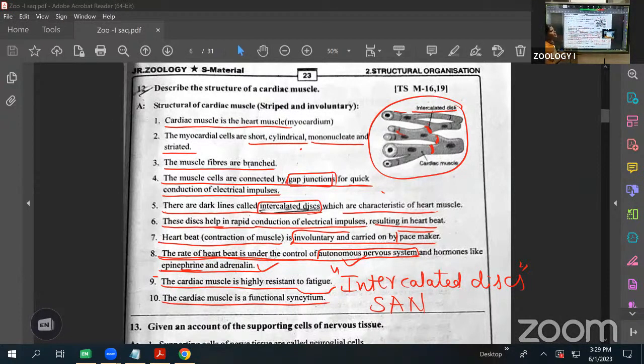Clear? Next, this is the cardiac muscle fiber. The cardiac muscle cell has only one nucleus inside, so it is mononucleate, and the stripes are the same as in a striated muscle. Stripes are visible here. This is about the cardiac muscle. This one is also very, very important. Next, we are going to discuss one more.